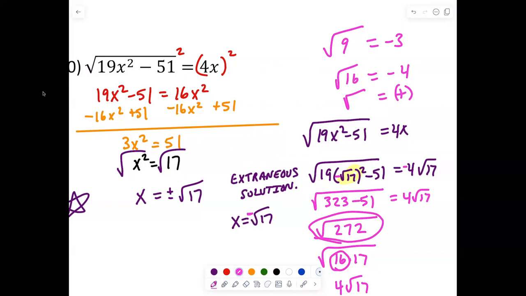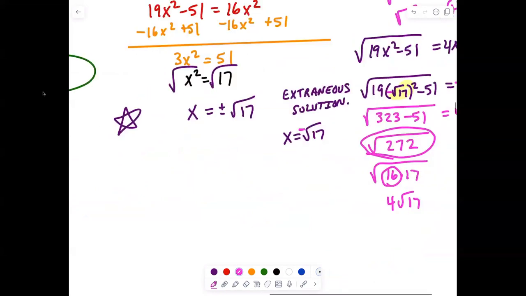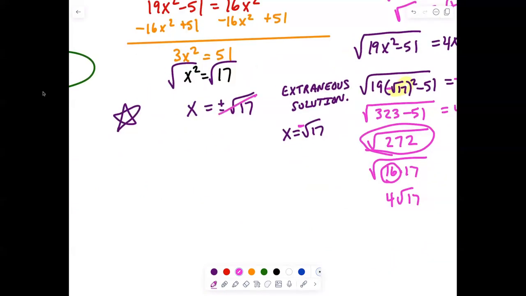So I need everybody to take a special note. If you have a square root equal to a variable, your x cannot be negative. Does anybody hear me? Because that means that this whole thing will equal a negative. Can your square root equal a negative number? No. So negative square root 17 is considered an extraneous solution. The only answer is what? Square root of 17. The only answer is square root of 17.